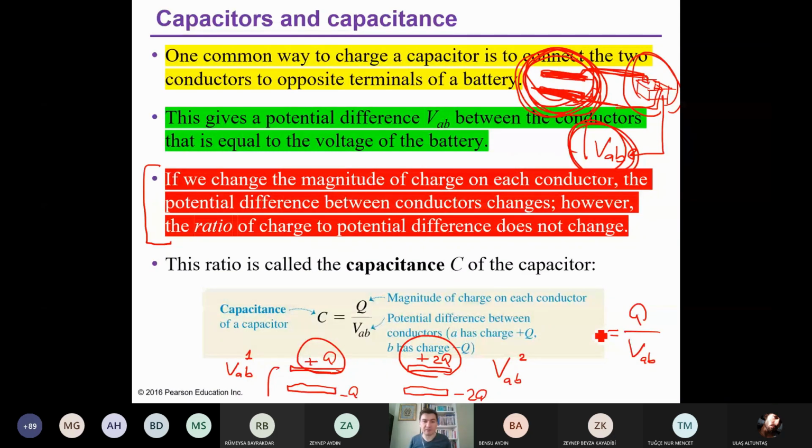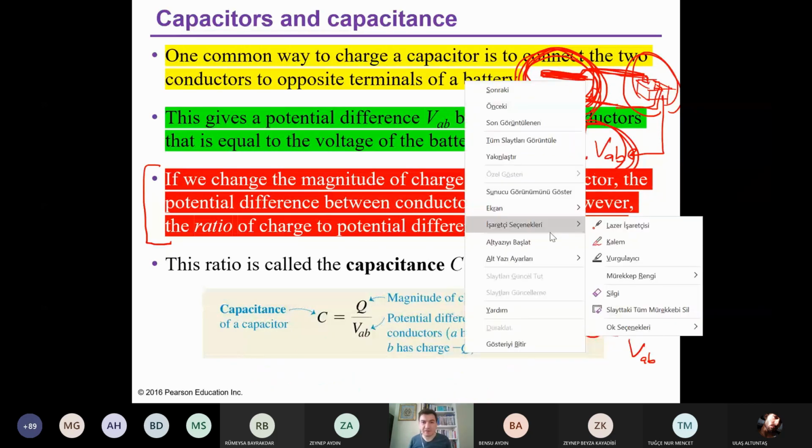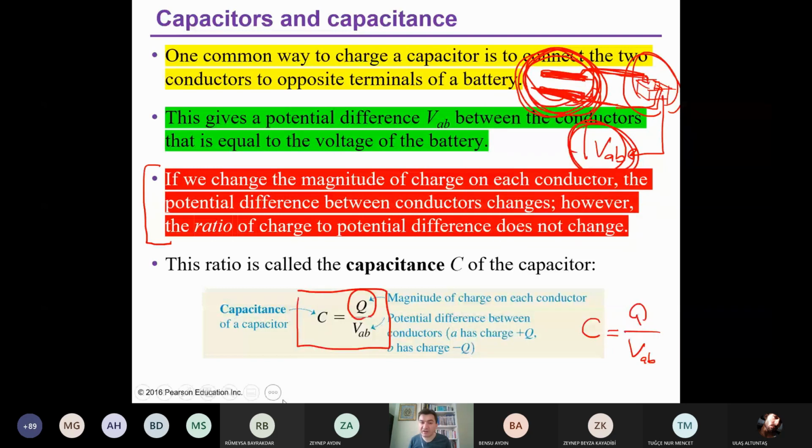I hope it is clear. This is the capacitance of a capacitor, and this is the magnitude of charge on each conductor. Don't forget, it is not the total charge. It is just the magnitude of charge on each conductor. Here we have the conductors of the capacitor, and let's say this one has charge positive Q and this one has charge negative Q. This Q is the magnitude of charge on each conductor.